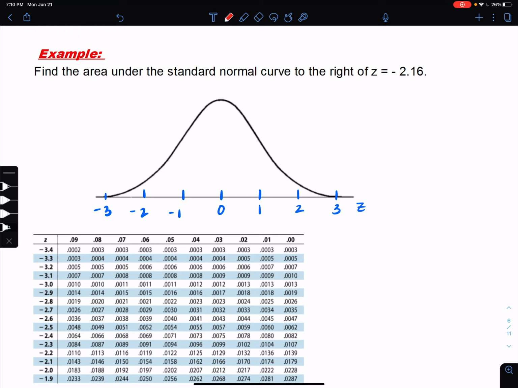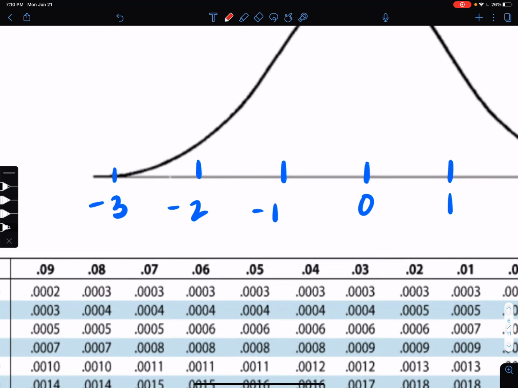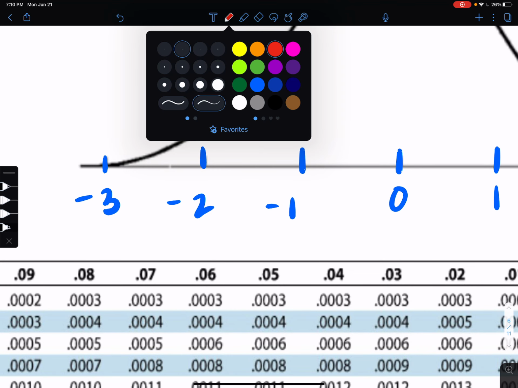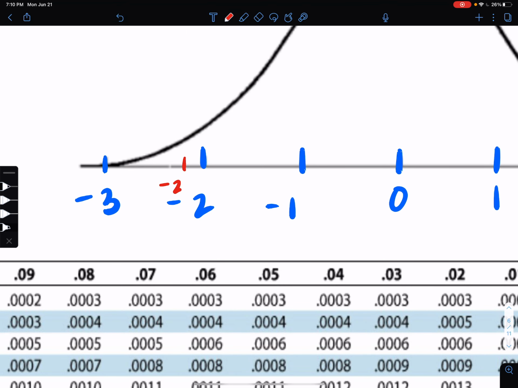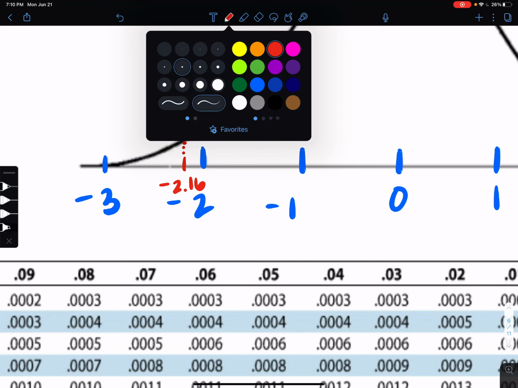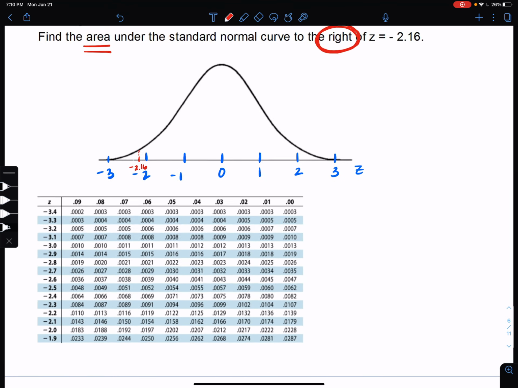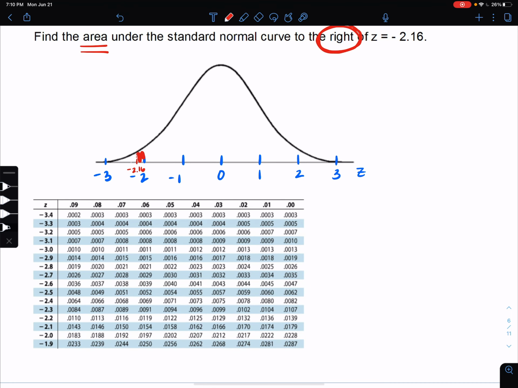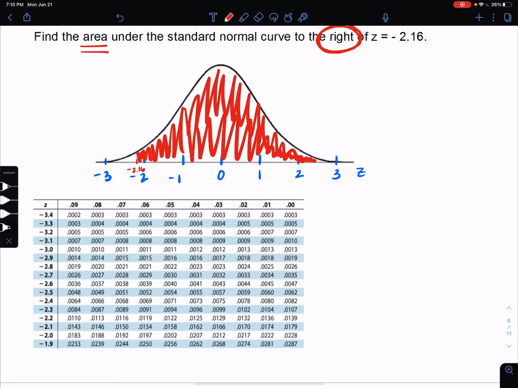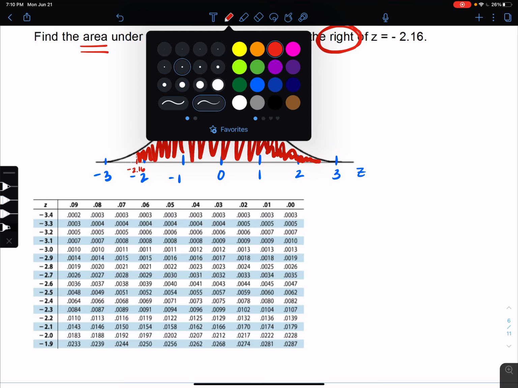All right, notice the difference here. I'm still asked for an area, but I'm asked for the area in a different direction. So I sketched out my standard normal curve. I'm going to approximate my z-score, negative 2.16. I'm going to section off the curve there, and then I'm going to make sure that my direction, in this case, is to the right. So this time, the area that I'm finding is this entire region to the right of negative 2.16.